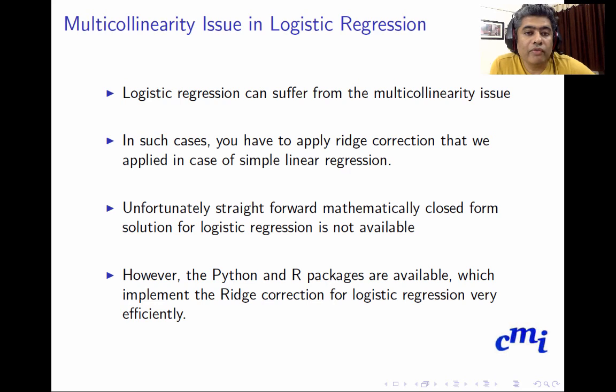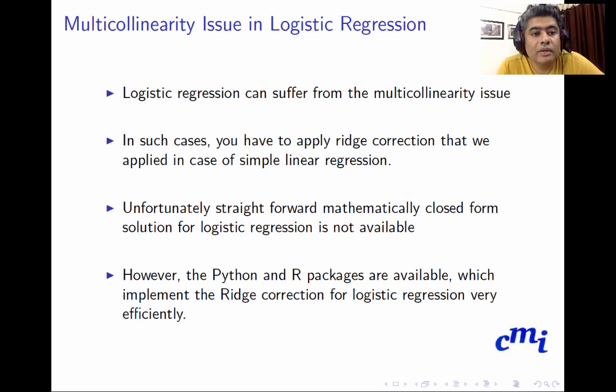You can face the multicollinearity issue in logistic regression as well. Logistic regression can suffer from multicollinearity. In such cases, you have to apply the ridge correction that we applied in the case of simple linear regression. Unfortunately, a straightforward mathematically closed form solution for logistic regression is not available. However, Python and R packages are available which implement ridge correction for logistic regression very efficiently. So you really don't have to worry about how to handle multicollinearity in logistic regression.